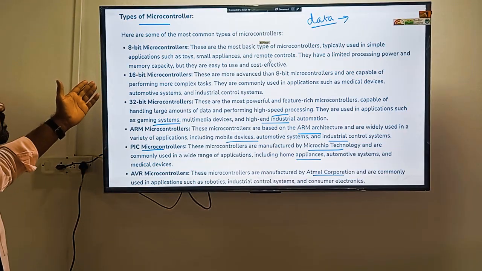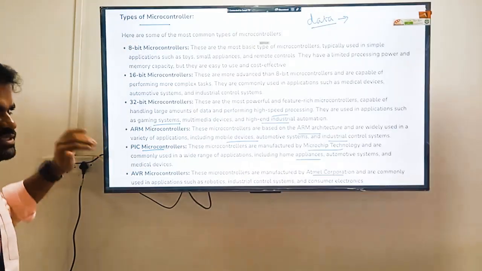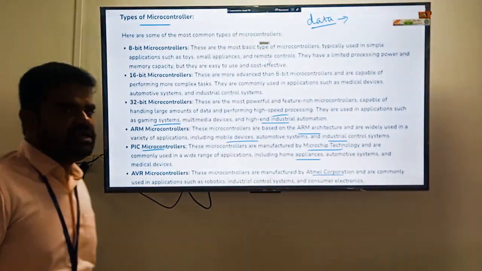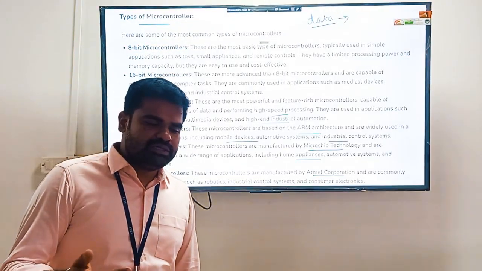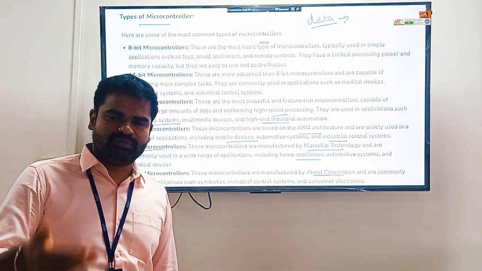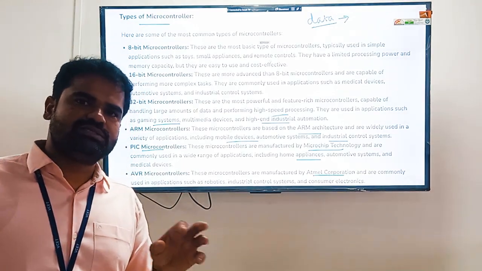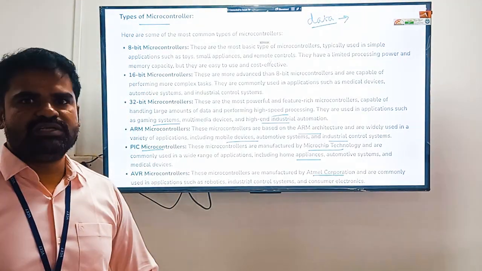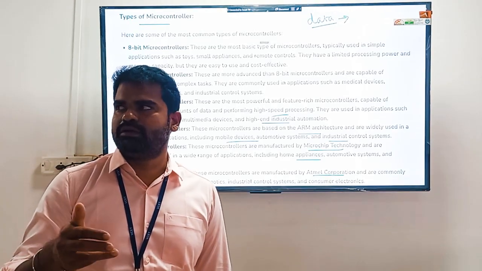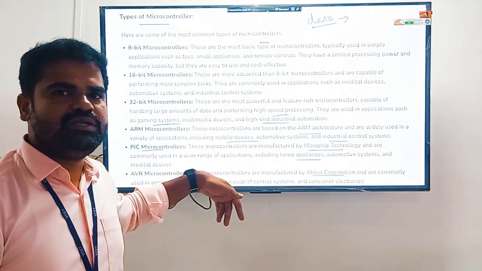So here are the types of microcontrollers. The first one is the 8-bit microcontroller, next one is 16-bit, next one 32-bit, next one ARM based, next one is PIC based and AVR microcontrollers. The differences between these microcontrollers lie in speed and architecture. It depends on architecture, speed, storage, and what type of operation you are going to perform. The variety of microcontrollers has been divided based on this.